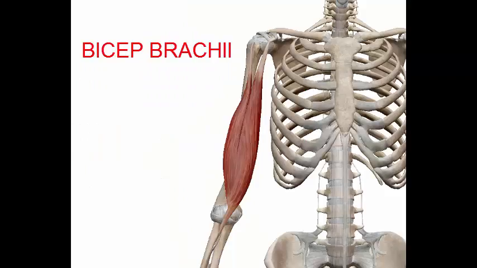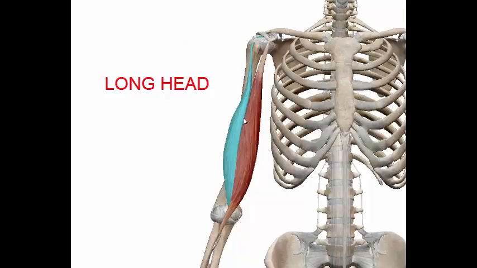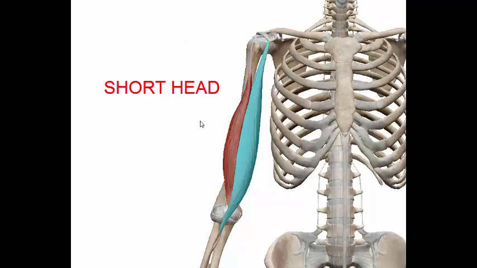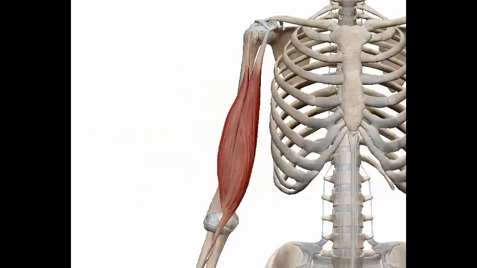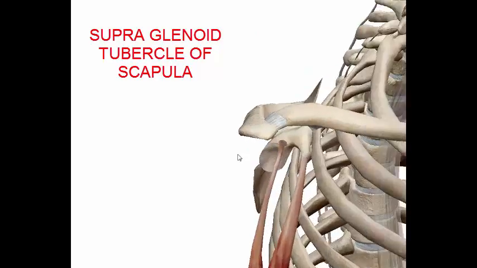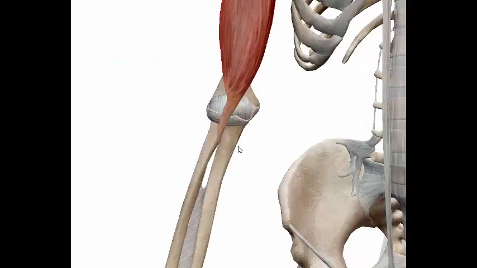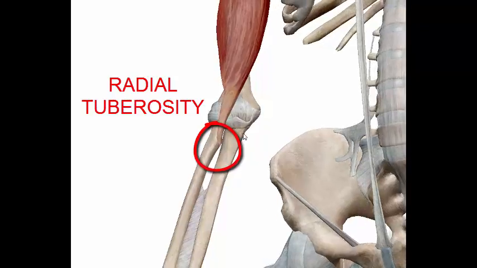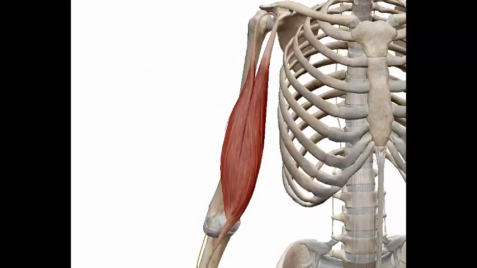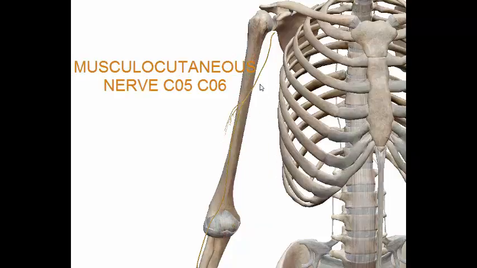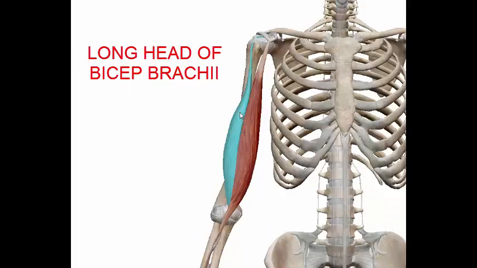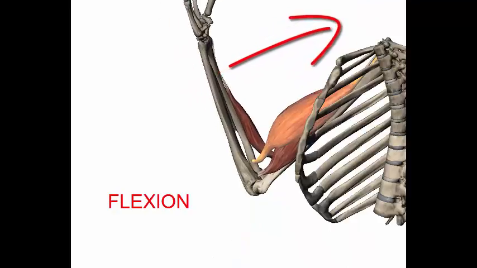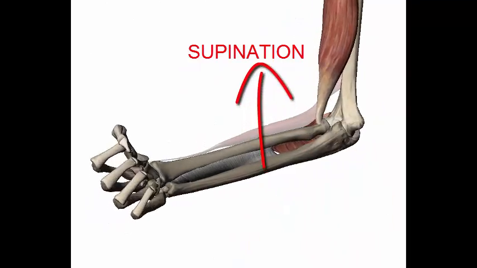The biceps brachii has two heads, the long head and the short head. Both are the anterior flexor muscles of the elbow joint. The long head of the biceps brachii starts from the supraglenoid tubercle of the scapula and inserts into the radial tuberosity and bicipital aponeurosis. The nerve innervation is the musculocutaneous nerve from C5 and C6. The action of the long head of the biceps brachii is that it flexes and supinates the elbow.